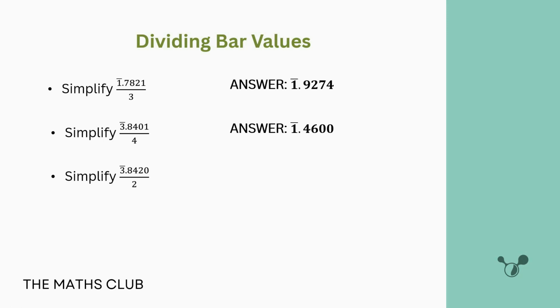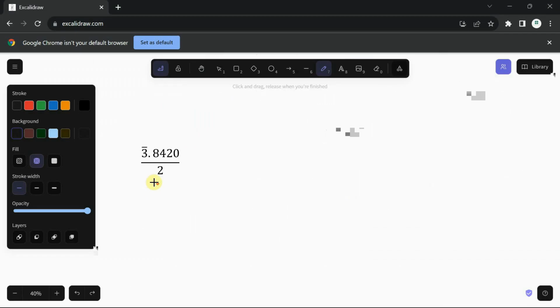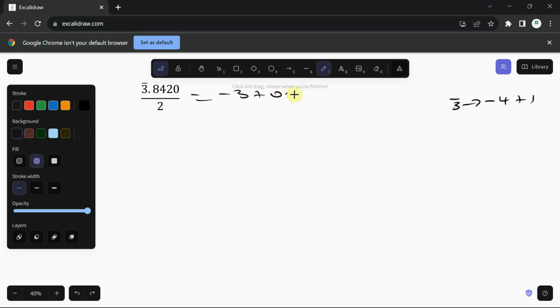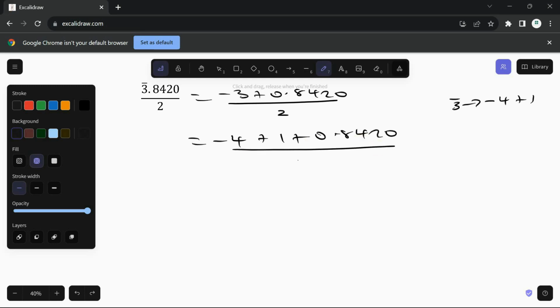Welcome back. Let's solve it together. So this bar 3 is the same thing as minus 4 plus 1, right? So this is like saying minus 3 plus 0.8420 divided by 2, right? And that's like saying minus 4 plus 1.8420 divided by 2, right?